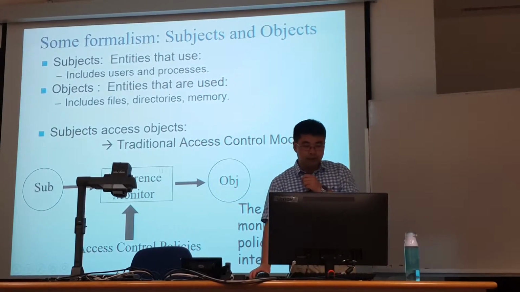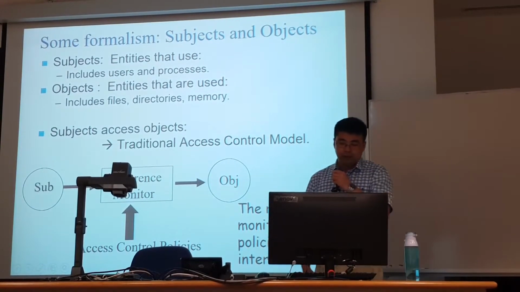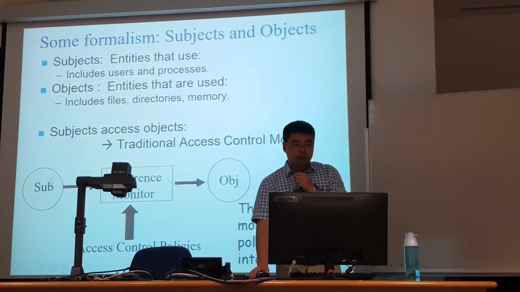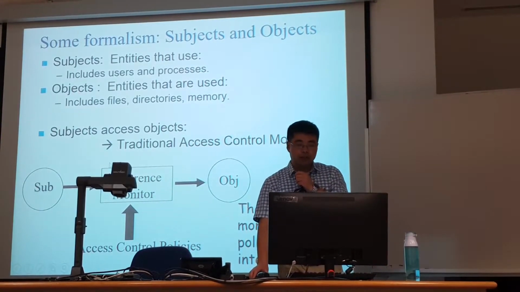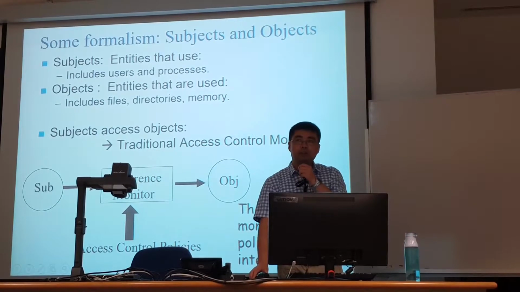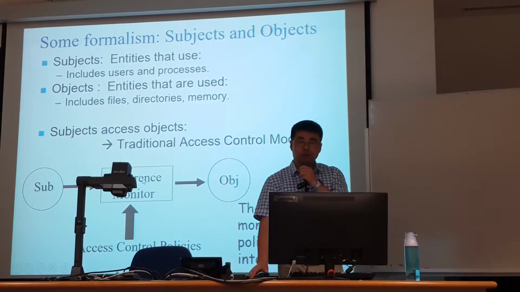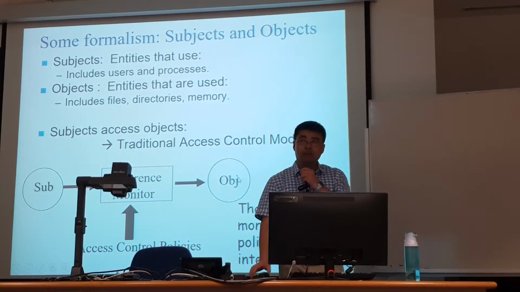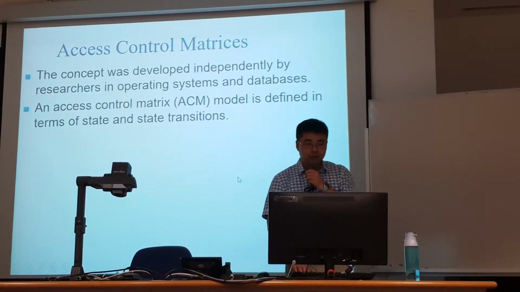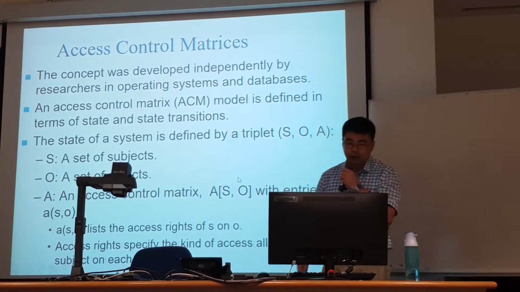Okay, so basically this is similar to the picture in the previous slide. We have a subject who wants to access an object, and then we have the reference monitor. This is basically the authority. The authority will implement the policy, the rules. So basically the rules will determine whether a subject can access the object or not. So it's quite a straightforward definition.